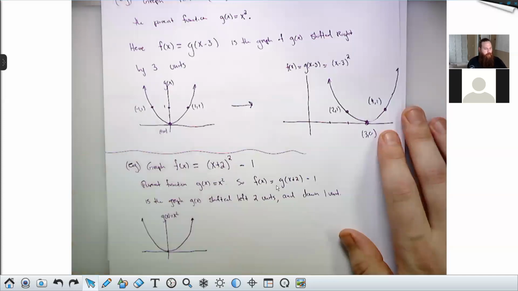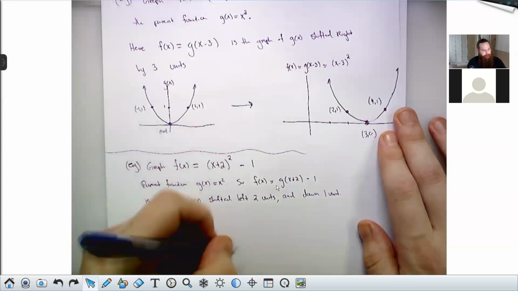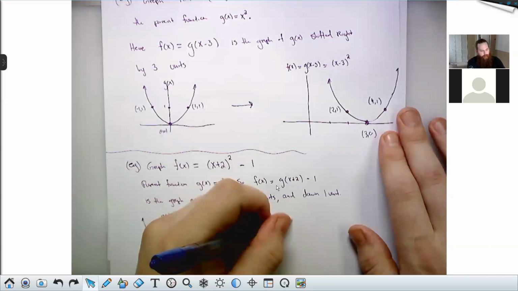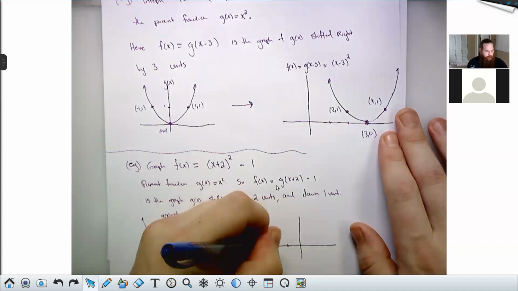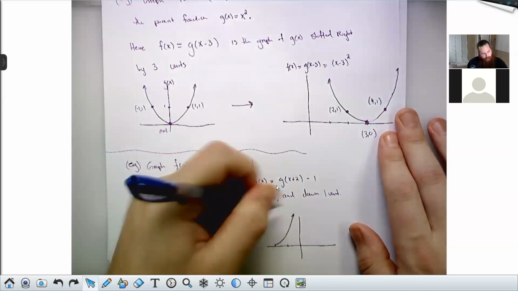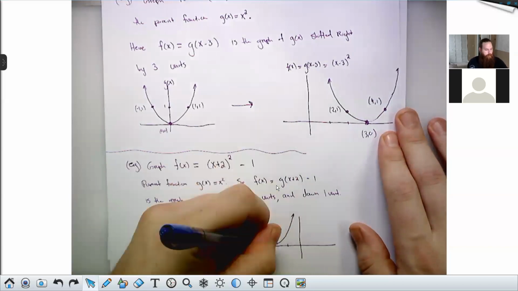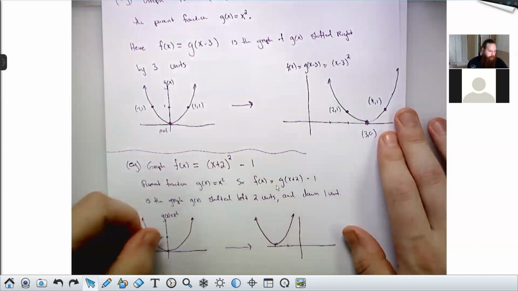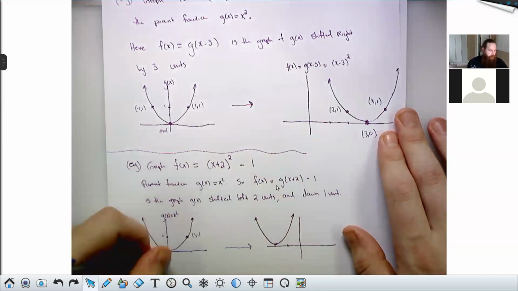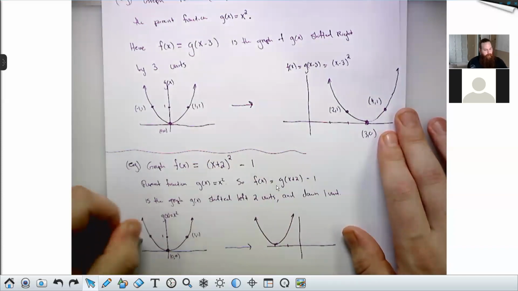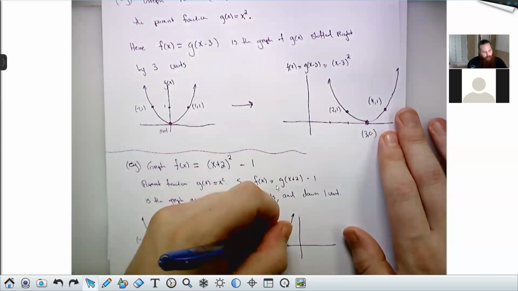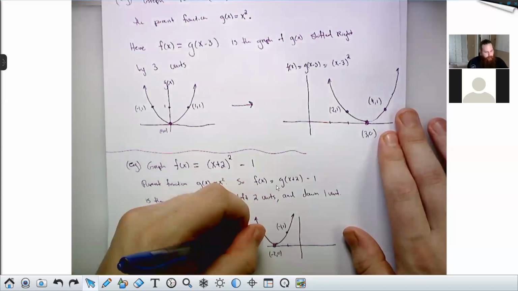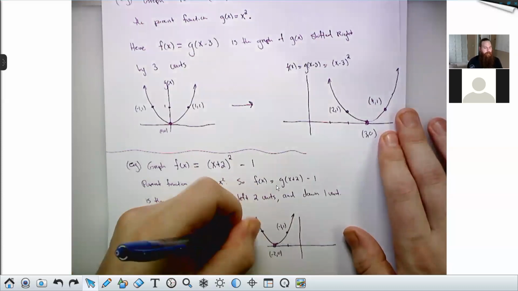And I'll shift left by 2 units and then down by 1 unit. So here's the shift left by 2 units. And again, we should track some points: 1, 1, 0, 0, and maybe negative 1, 1. 0, 0 will go to negative 2, 0. 1, 1 will go to negative 1, 1. And negative 1, 1 is going to go to negative 3, 1. That's the left shift.